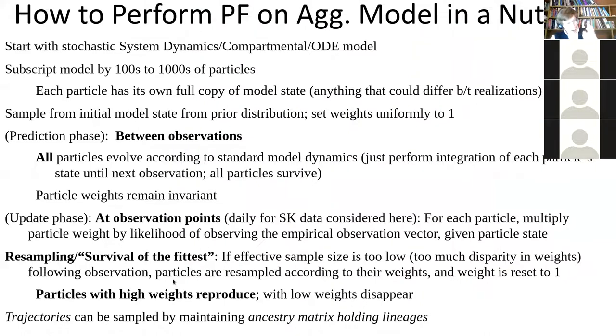But then at observation points, we have this accounting that goes on. Each hypothesis is, again, judged according to the empirical data. And how does that take place? I want you to understand this, because this is really useful to understand. Each particle believes hard. Each particle does not change its mind. No particle changes its mind based on the observation.